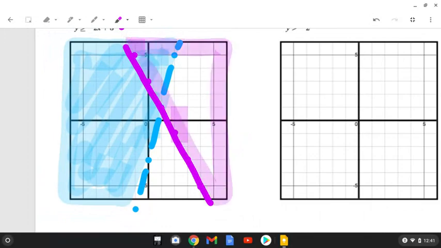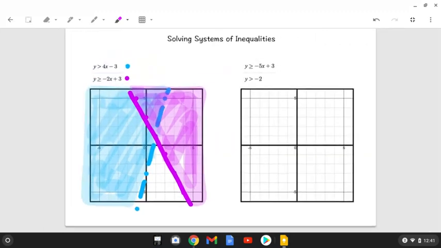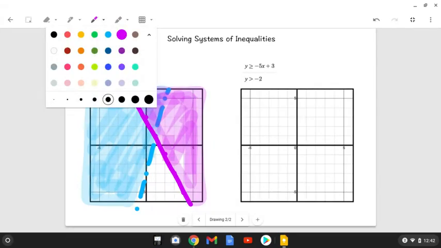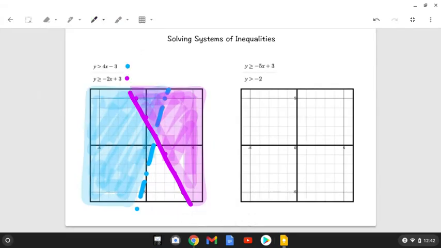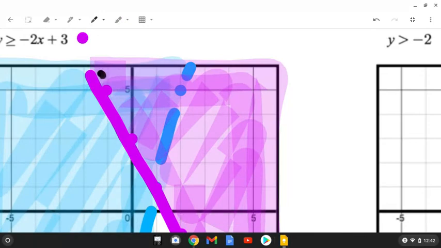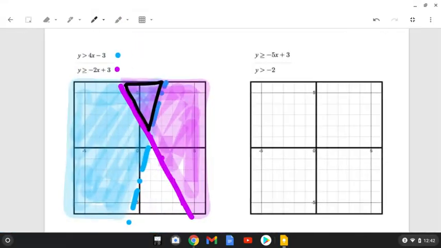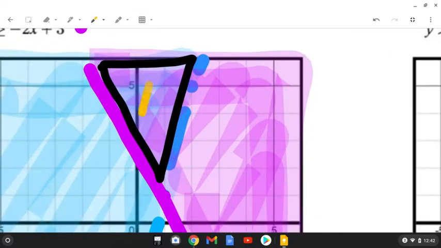Okay. So I graphed each of these separately. Now, you're probably thinking, yeah, but what about the solutions? We've got some areas that are pink, some areas that are blue, but then you might also notice we have one area that is both. You see this space right in here? That area right there is where you find your solution. So I'm going to put a little star here.